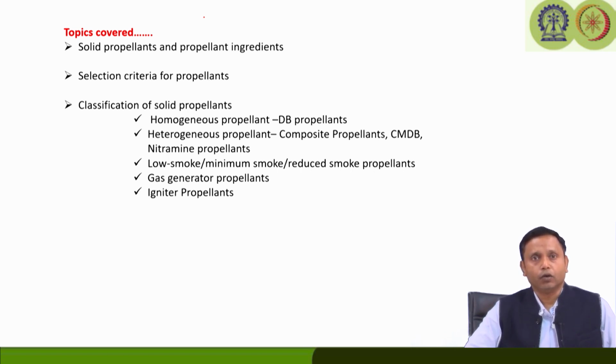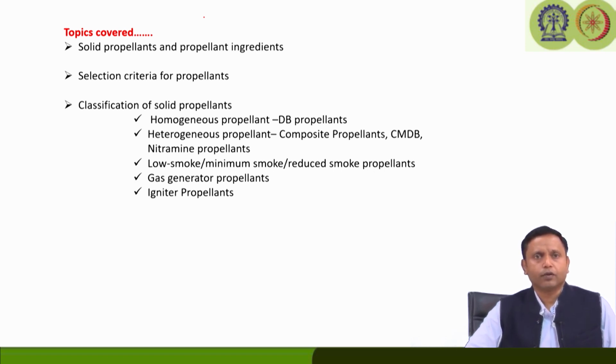For example, the common composite propellant has ammonium perchlorate as oxidizer, HTPB as binder, and aluminum particles as fuel. Now, if we modify the double base propellant by adding some amount of ammonium perchlorate as oxidizer, or even organic oxidizers such as HMX or RDX, then we can improve some of the properties, either physical properties or ballistic properties. Once we modify the double base propellant, it is called composite modified double base propellant. So, we have discussed that. Then we talked about the nitramine propellants, which contain HMX or RDX as oxidizers.